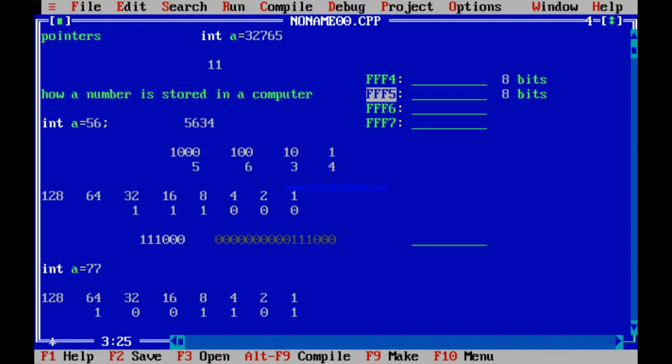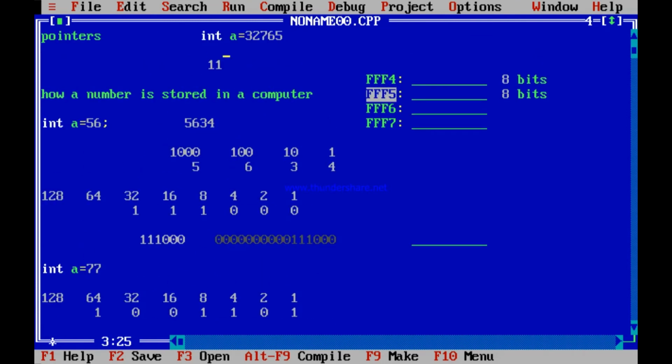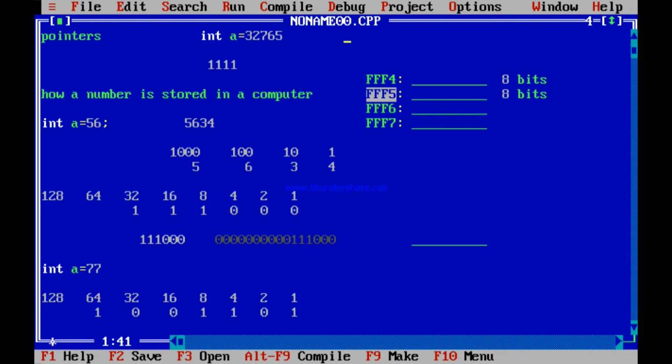So again 8192 fits. After 8192, 4096 will fit. 2048 will fit. Isn't it so? 1024 will fit. 512 will fit, and so on. Everything will fit. So 16384 fits, 8192 fits, 4096 fits, 2048 fits, 1024 fits, 512 fits, 256 fits, 128 fits, 64 fits, 32 fits, 16 fits, 8 fits. Now you are having 32765.